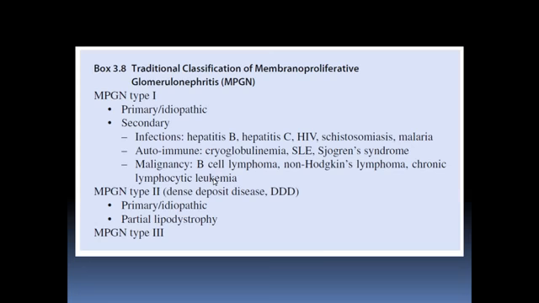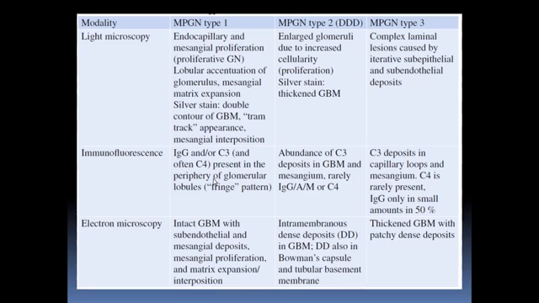Type 1 MPGN can be primary or idiopathic, or it can be secondary because of infections. MPGN type 2 is also called dense deposit disease. It is usually primary or idiopathic. MPGN type 1 and type 3 are usually secondary, in which infections or entities like autoimmune disease can be playing a role.